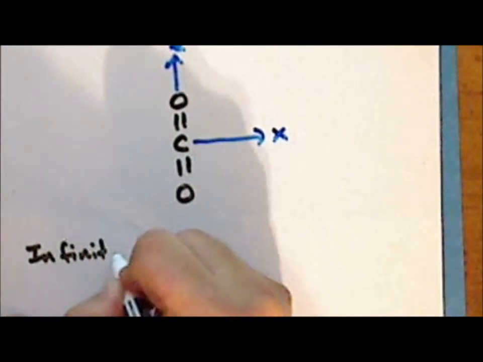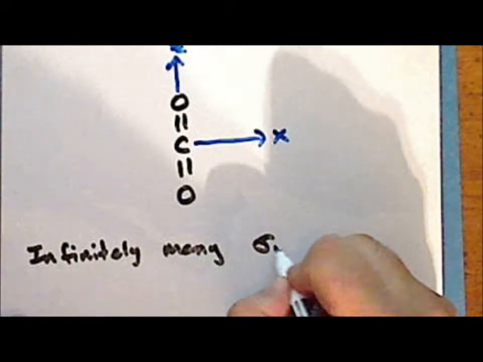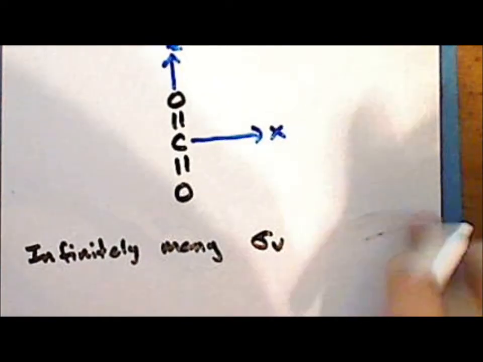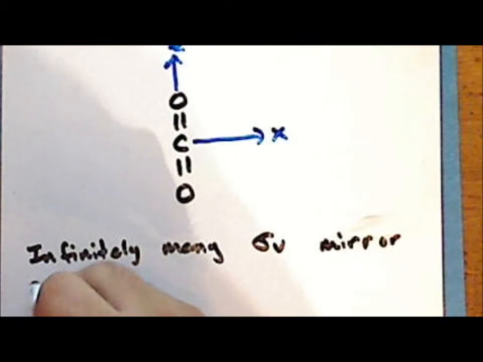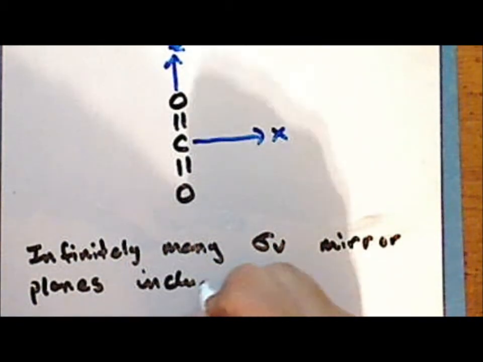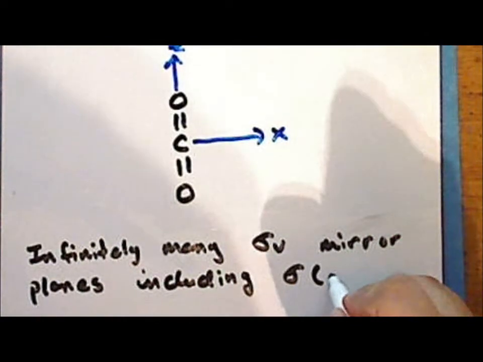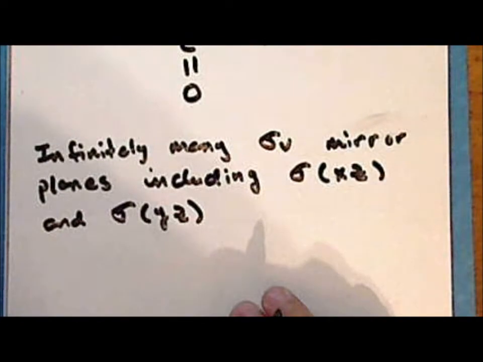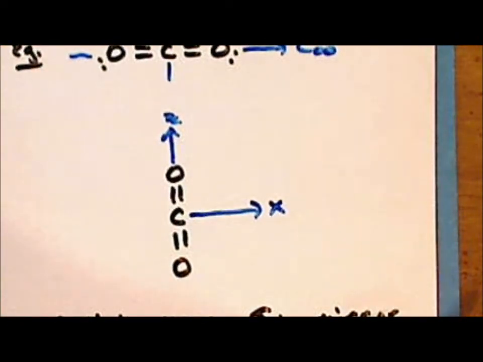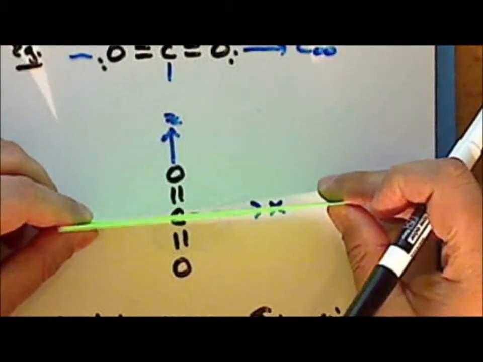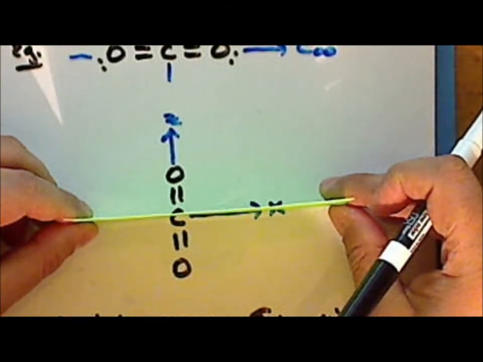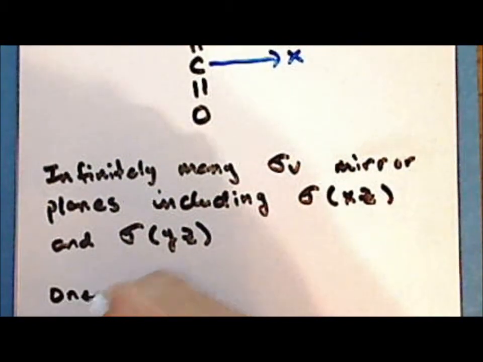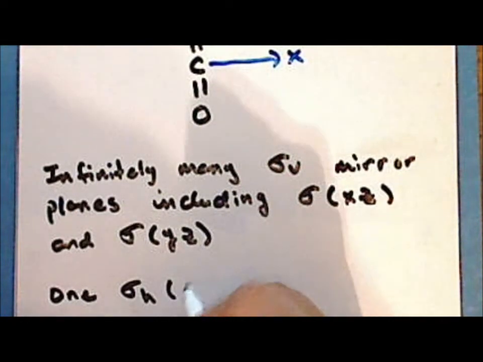So notice that there are infinitely many vertical mirror planes, including the xz plane and the yz plane. Now notice that this molecule also has a horizontal mirror plane. We have a mirror plane that is perpendicular to the principal axis of symmetry and contains the C2 axis. And so, once again, one horizontal mirror plane, which coincides with the xy plane.